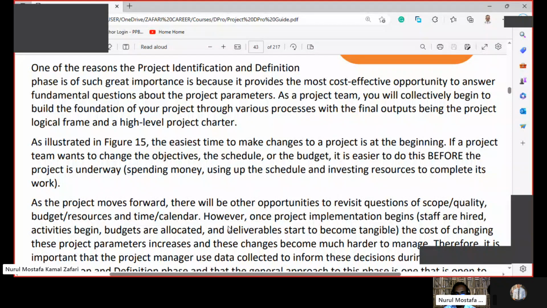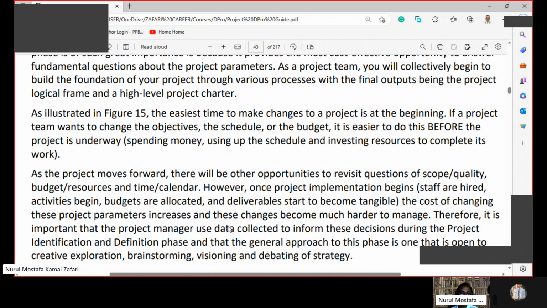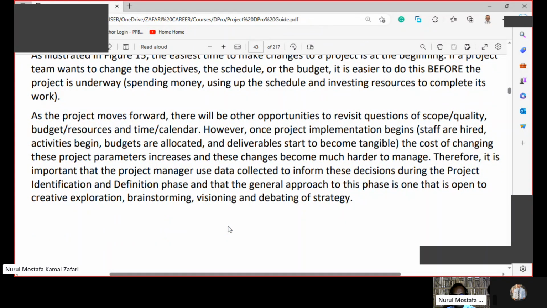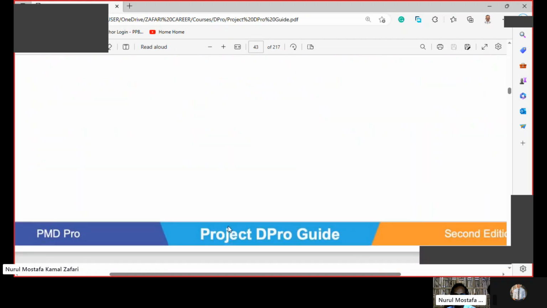Therefore, it is important that the project manager use data collected to inform these decisions during the project identification and definition phase, and that the general approach to this phase is one that is open to creative exploration, brainstorming, visioning, and debating of strategy.